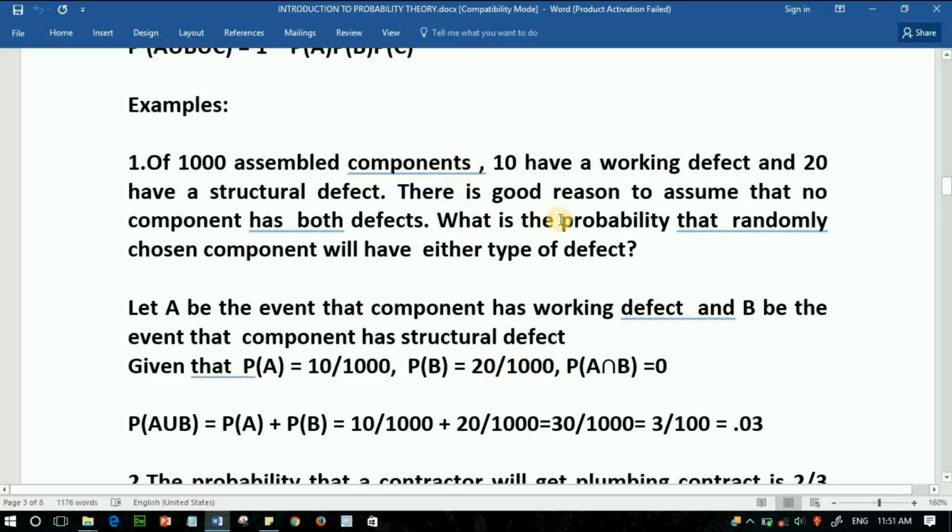And here there is a good reason to assume that no component has both defects. That is, there is no common defect. In this case, the probability of A intersection B is equal to 0. In other words, we say that A and B are mutually exclusive.